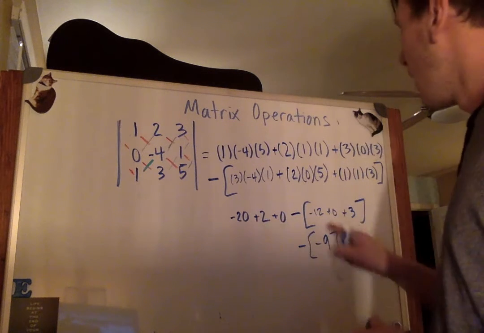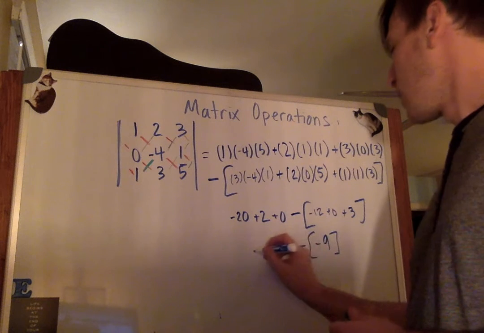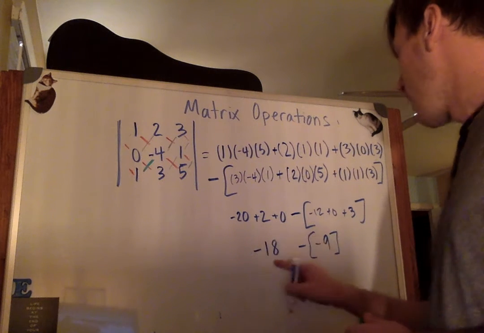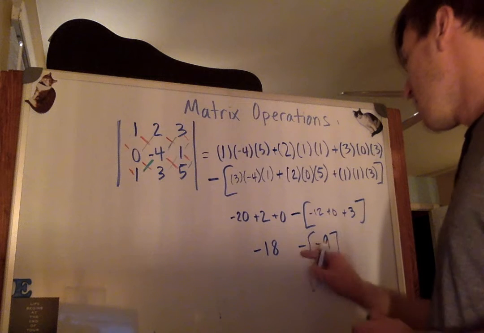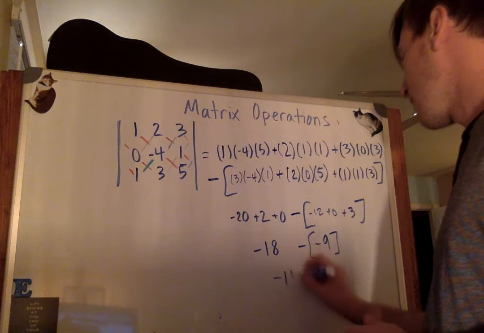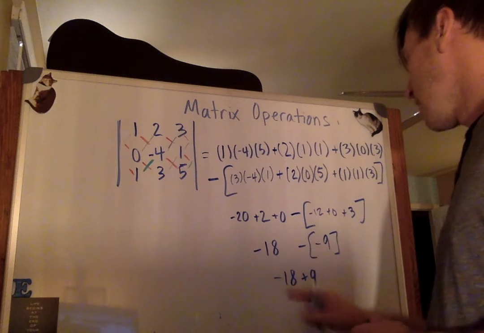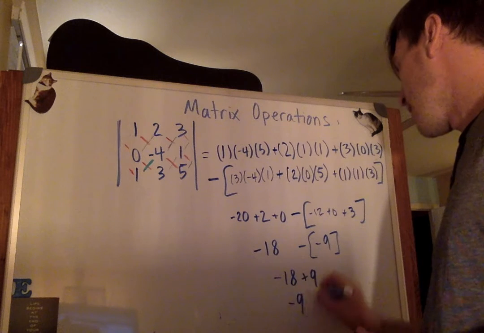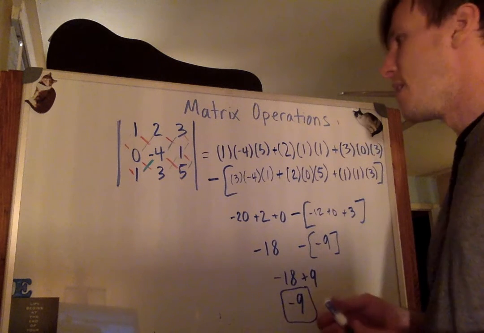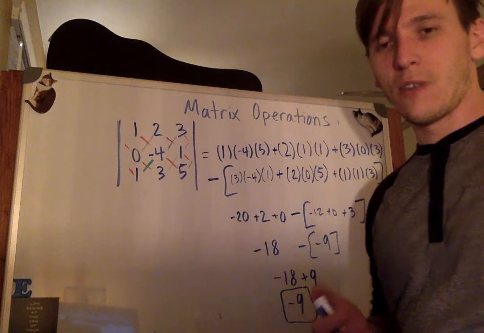Sorry. Negative 20 plus 2 is going to give me negative 18. So I have negative 18 minus negative 9. Minus a negative is the same as plus. So negative 18 plus 9 is going to be negative 9, which is my determinant for that whole ridiculous matrix.